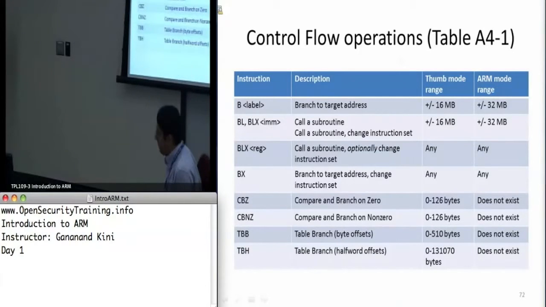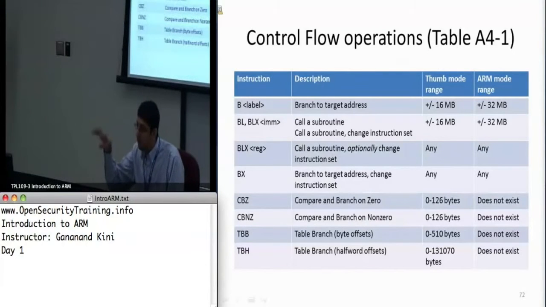You also have a table branch where you can have an offset-like table, and you can tell it to use the value in that table for the branch. TBB does just that, and you're limited on the size here again to 510 bytes for the offset. This is what you can store in your offset table, not the offset table size itself. Similarly, TBH is with half-word offsets, where you just want to manipulate the lower half-word, so you can jump from 0 to about 131 megs.